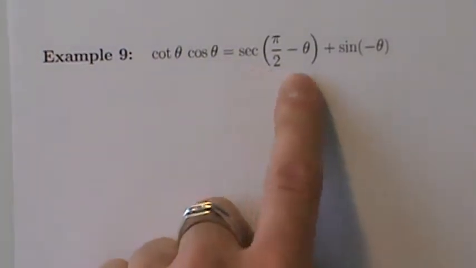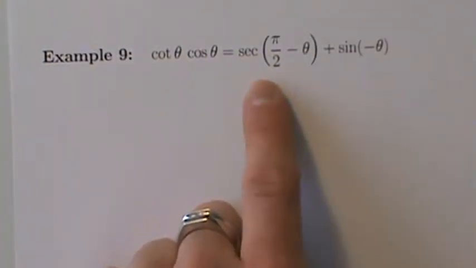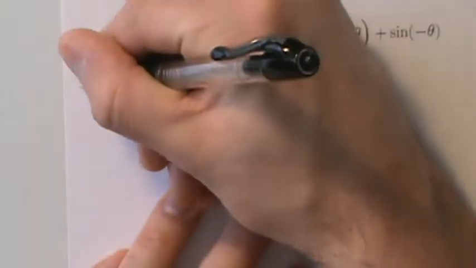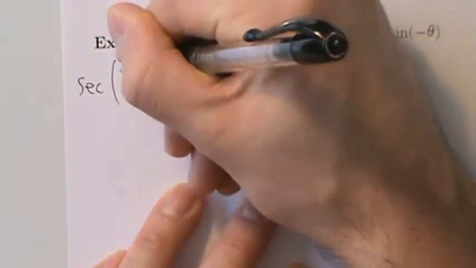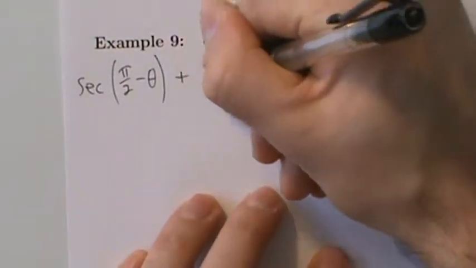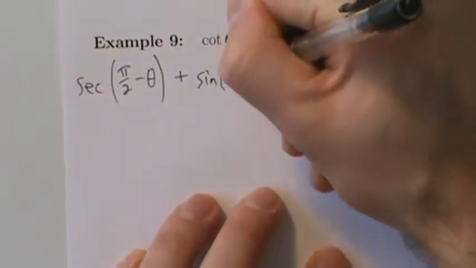So it's a little more complicated here. Okay, and also, hopefully this jumps out at us, maybe we can use the complementary angle theorem. So remember, well, let's just get started with this. So we're going to start with the right-hand side. So secant of pi over 2 minus theta, and then we have plus sine of negative theta.